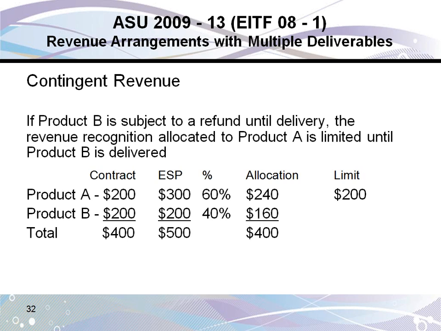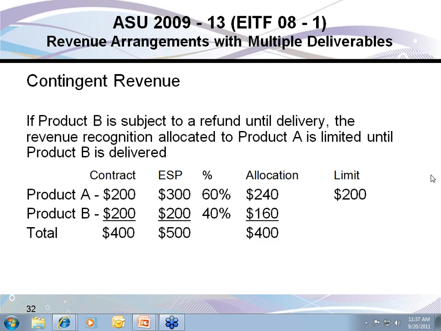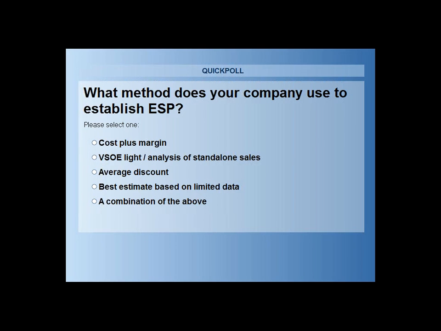Let's take a pause now and go to our third polling question. We're going to ask the question, what method does your company use to establish ESP? Do you use the cost plus margin method? Do you use a VSOE light or some sort of analysis of standalone sales similar to what we do for VSOE? Do you use an average discount or consistent selling methodology? Or do you make some best estimate based on the limited data that you have? Or is it some combination of the above?